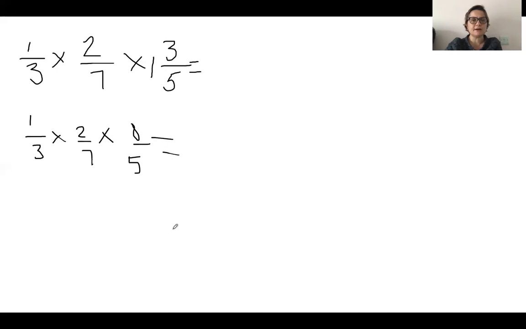Can we simplify somewhere? Is there any common factor? No, I cannot see any common factors. So we go for multiplication then. So 2 times 8 is 16. 3 times 7 is 21. 21 times 5 is going to be 105. And there's no common factor for 16 and 105, so leave it like this.